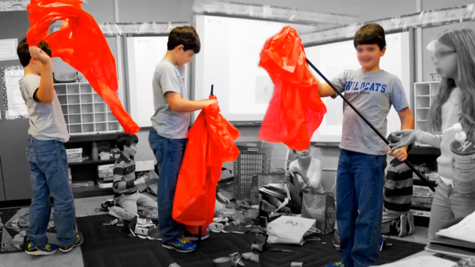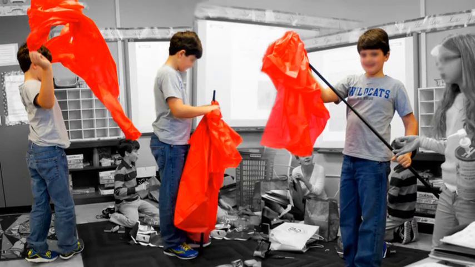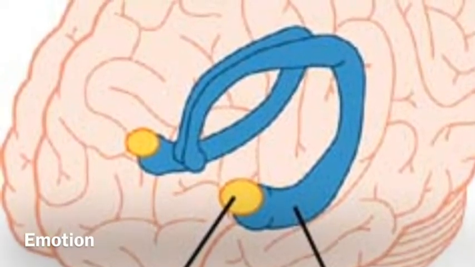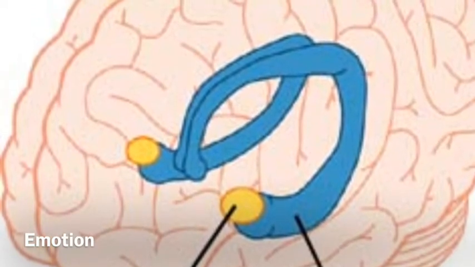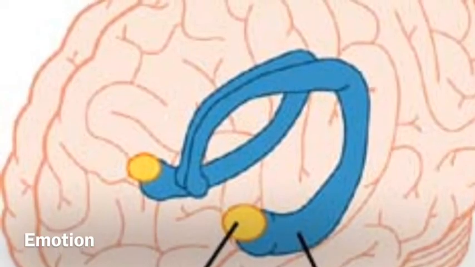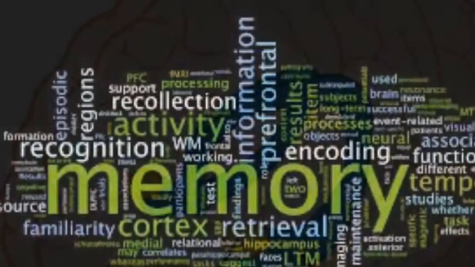Strong neural connections are made when we provide concrete experiences for students. Another catalyst to learning is emotion. The amygdala holds emotional memory, while the hippocampus stores emotional situations that are remembered longer.